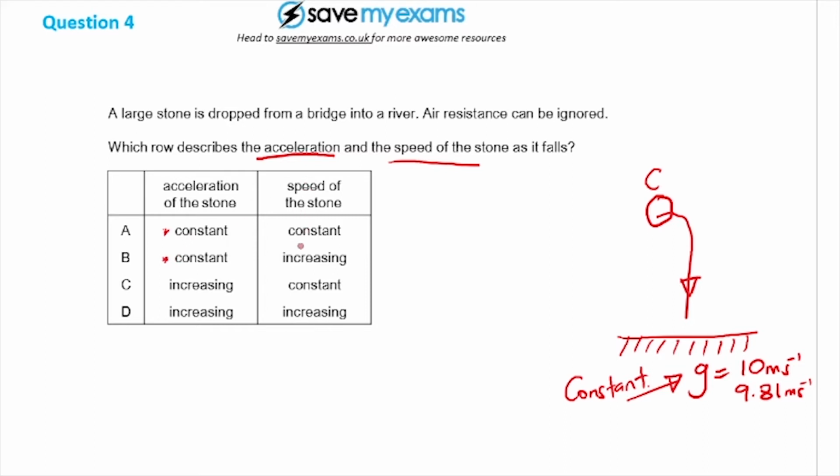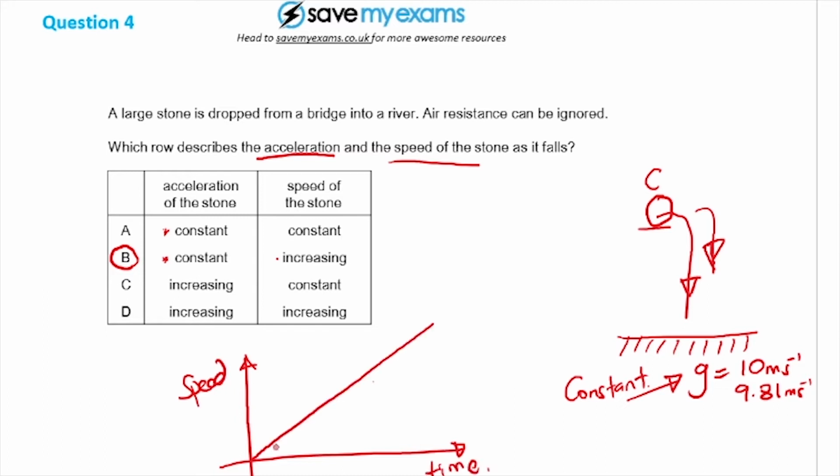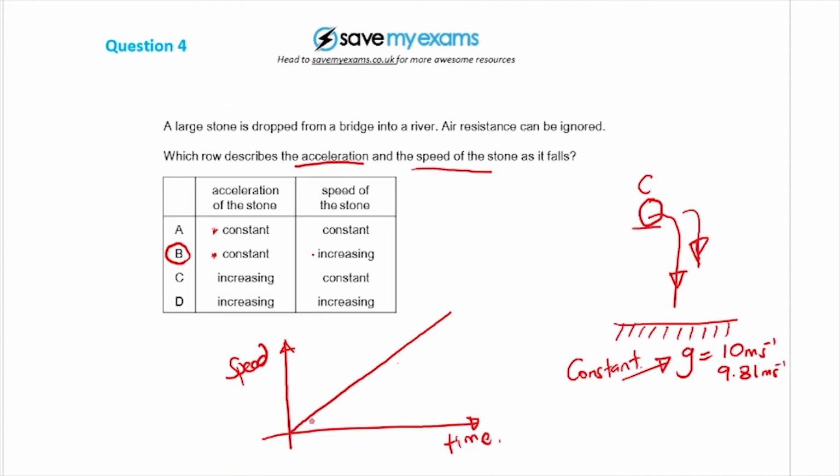So what about the speed of the stone? Is the speed constant or is the speed increasing? So our answer there will be B. We are able to see this also on a graph. This is a graph of speed and this is time. This graph here shows that the rate of change of speed with time is increasing at a constant rate. The gradient is constant.